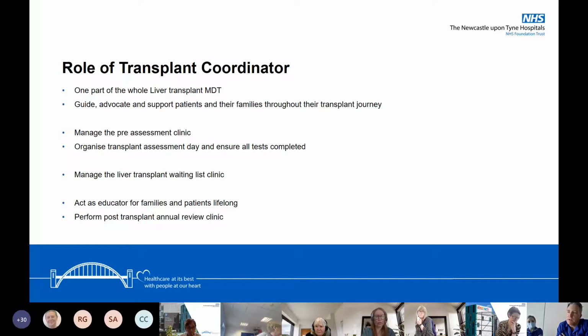Some people need more help than others, as with any kind of patient journey, and we're here for those as well as the ones who don't need much. We manage a pre-assessment transplant clinic, which we'll come on to later on. Siobhan and I organised the transplant assessment day. We booked the patients in for that. We organised the tests and we ensure that those tests are completed on their assessment day. We then, while a patient's on a waiting list, organise and run a clinic for them so they have a point of contact. Them and their families can come to a waiting list clinic once a week. We act as educators for their families and for the patients lifelong. And then once they've been transplanted, we do a post-transplant annual review clinic. So as I say, that's for the rest of that patient's transplant life.